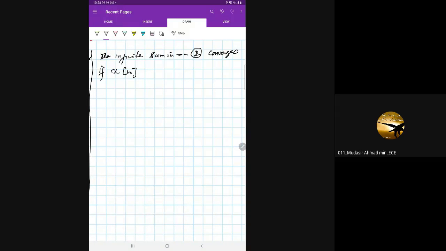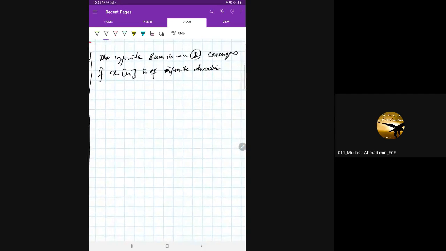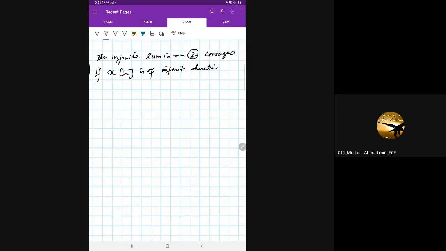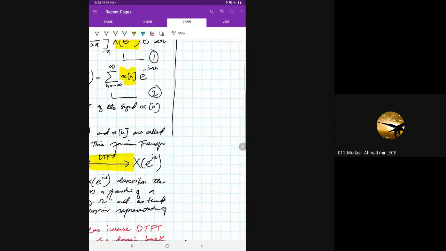If x of n is of infinite duration, then we say that equation 2 converges if x of n has, sorry, finite duration. Finite, not infinite. If it has finite duration, then we say that the value of x of n will converge. And when it converges, we mean that its value will be finite.